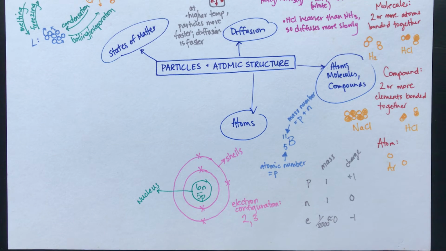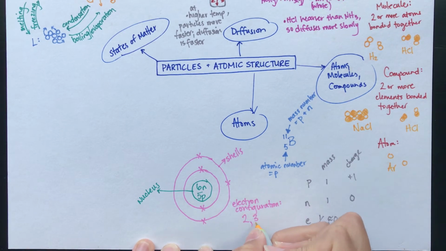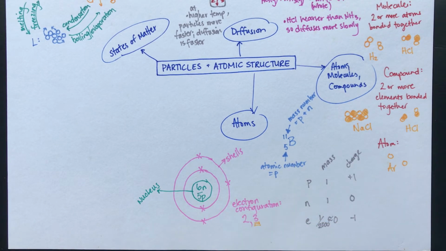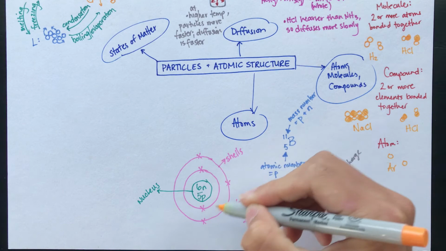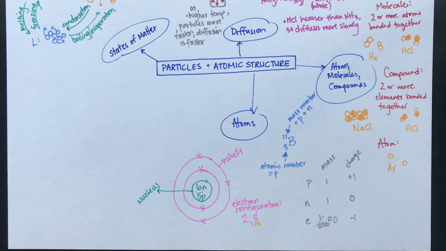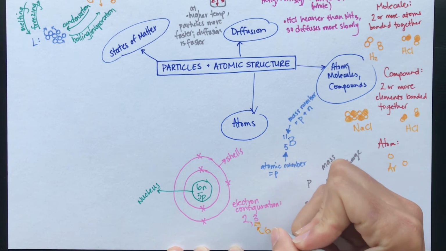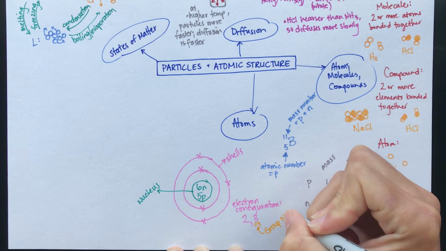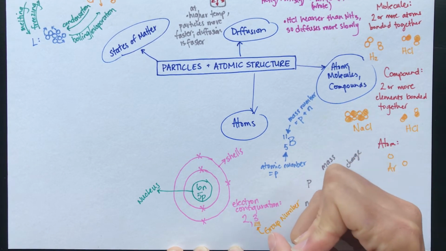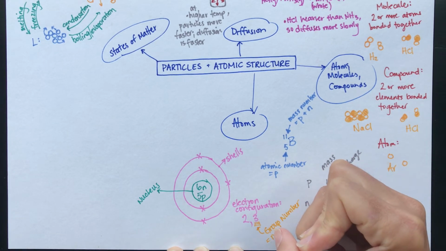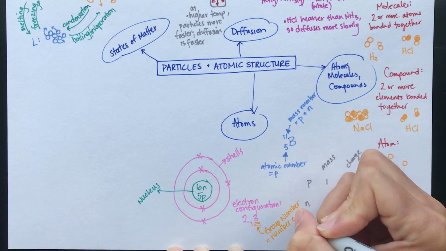That electron configuration actually tells us quite a bit about the atom itself. The 3 here, the number of electrons in the outer shell, tells you the group number. That's where it is on the periodic table. So group number equals the number of electrons in the outer shell.